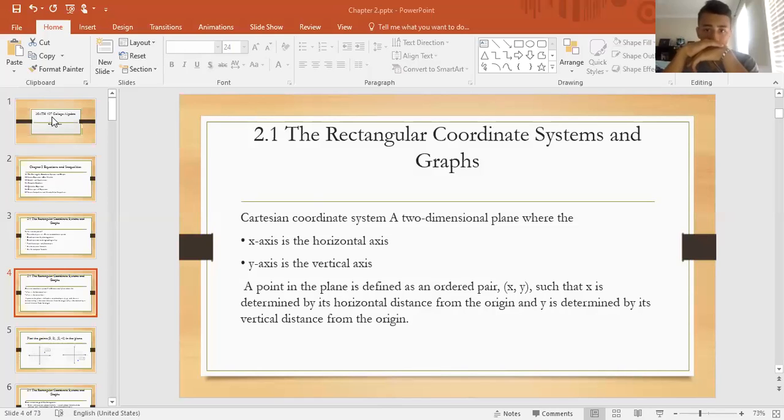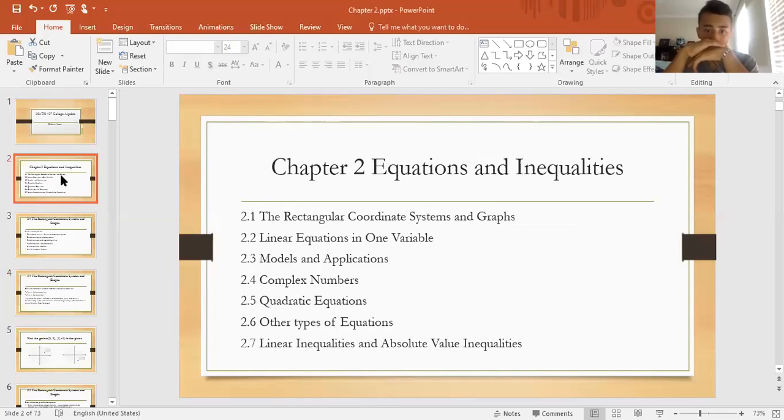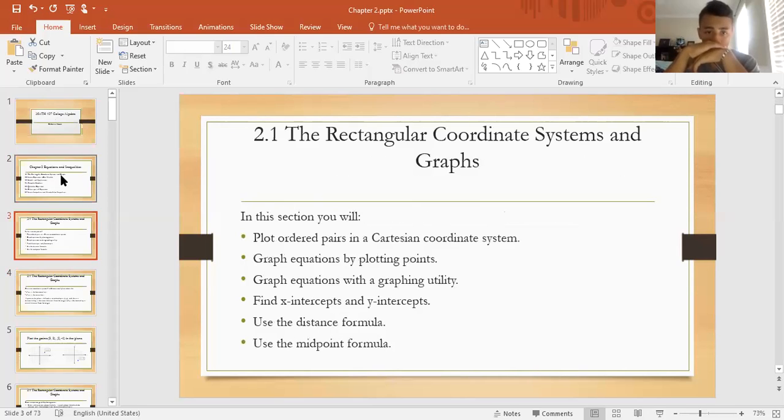I will first share the screen with the PowerPoint. So chapter 2 is about equations and inequalities. So we are going to start with section 2.1, rectangular coordinate system. Do you have any idea about what a rectangular coordinate system is? The name doesn't seem familiar, but I think maybe if I see it visually, I'll see it. Yeah, you will know what it is.